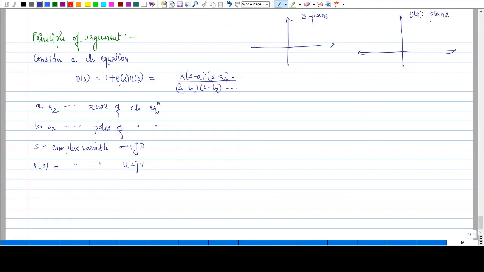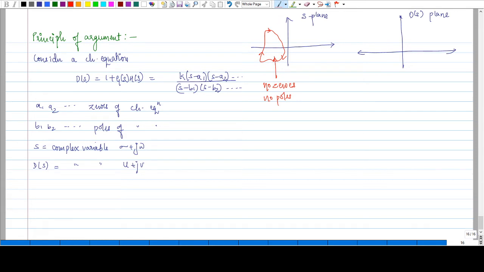Now, if you take any closed contour in the S plane, such that the closed contour will not enclose any zeros or poles, like I've taken a closed contour here. This is a closed contour in the S plane. Inside this closed contour, there are no zeros and no poles present. So all your zeros and poles, that is a1, a2, b1, b2, are placed outside this closed contour. And I'll take the direction to be clockwise.